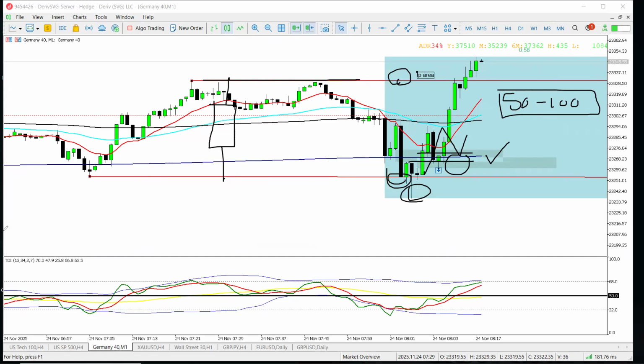So the trade is currently running at almost 70 points, just under 1% on the particular account where I took the trade. Okay, 1% secured.